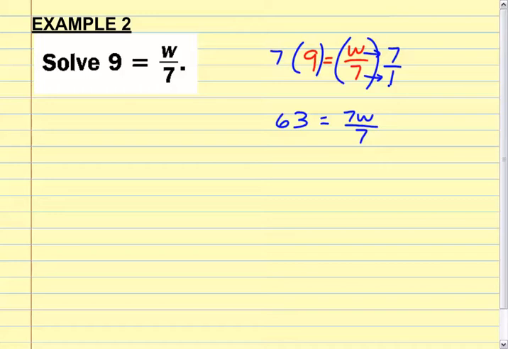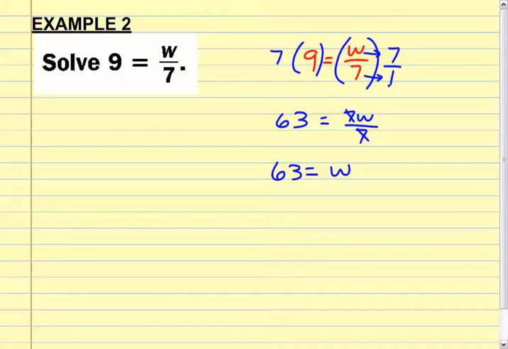I don't know. I'm a little shaky on this. Peyton, what happens to 7W over 7? The 7s cancel out, because 7 divided by 7 is just 1, right? Do I need to write the 1, Koulis? No. So it's just W equals 63.